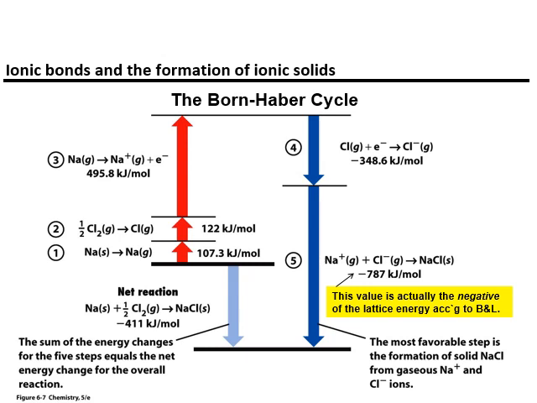Step 5, again, when this step happens, energy is given off, and it's actually a lot of energy here, because this is what happens when sodium plus and chlorine minus come together to form NaCl. That's actually assembling this lattice, and that gives off a lot of energy, because it's much more stable to have that lattice than it is to have these separated ions. So that gives off minus 787.